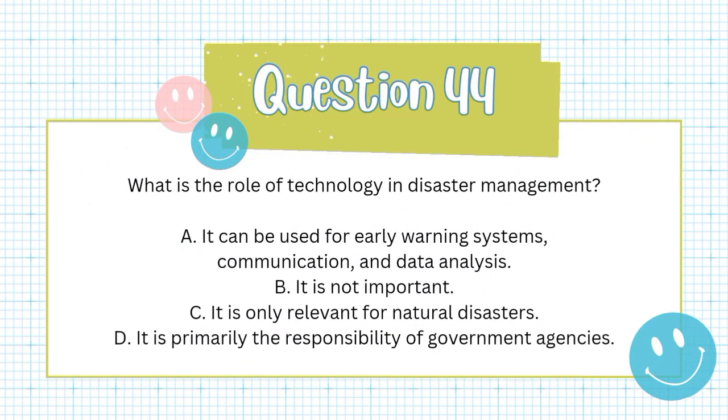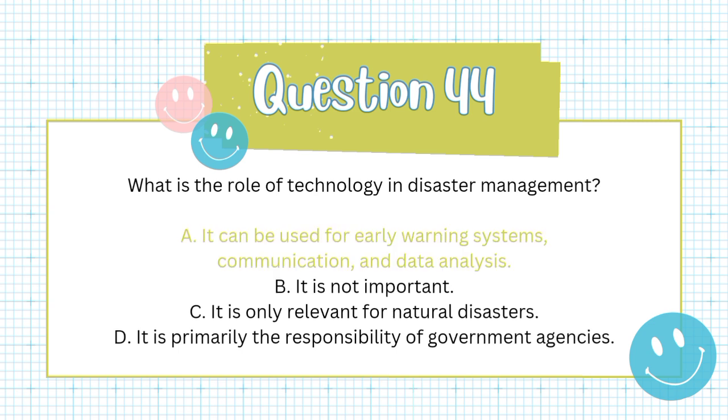44. What is the role of technology in disaster management? A. It can be used for early warning systems, communication and data analysis. B. It is not important. C. It is only relevant for natural disasters. D. It is primarily the responsibility of government agencies. The correct answer is A. It can be used for early warning systems, communication and data analysis.